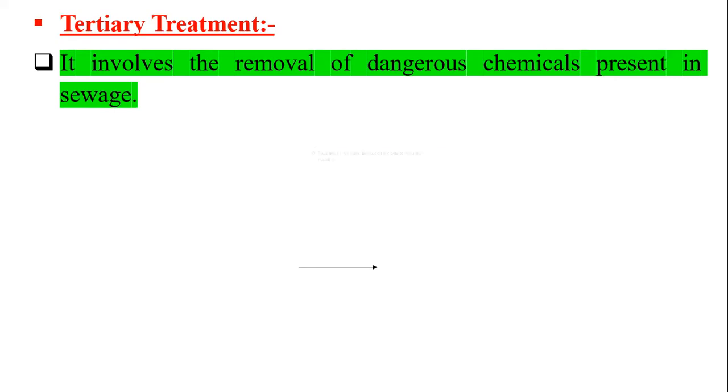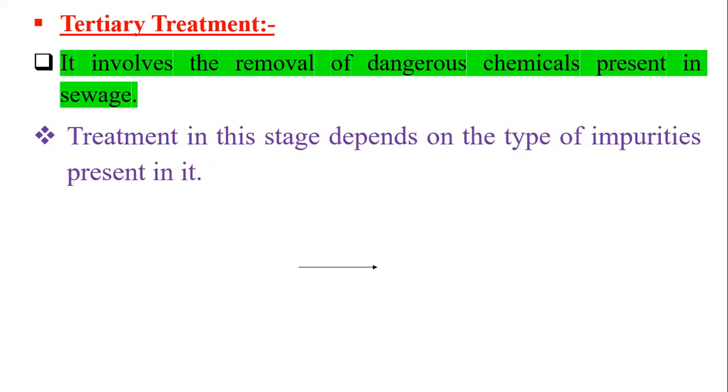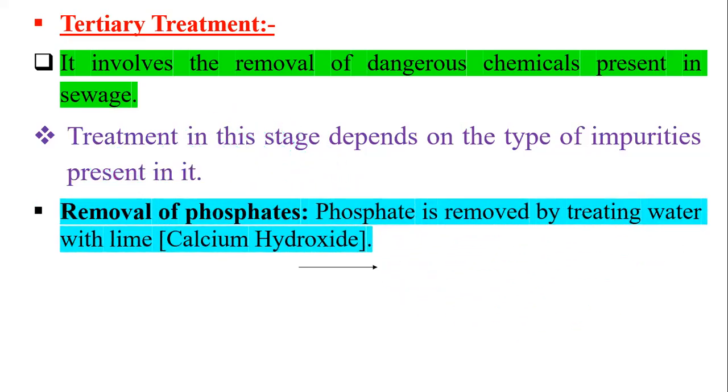See, one after the other. Treatment in this stage depends on the type of impurity. What are the types of impurities present in the collected sewage water? First, if phosphate is present in the sewage water, we can remove it by treating with lime. Lime water, in Kannada we call it sunna, is calcium hydroxide.